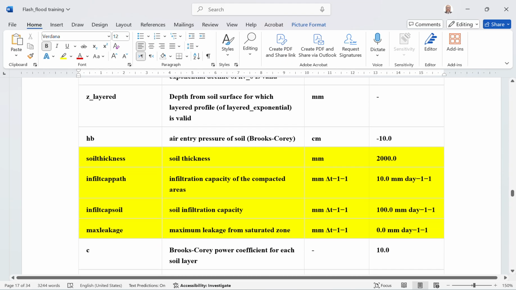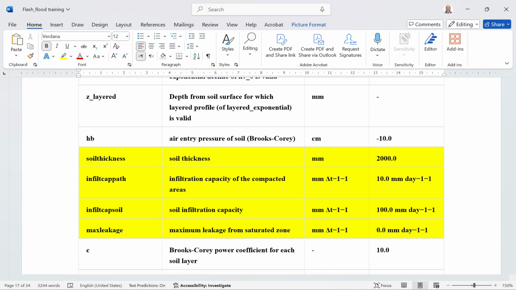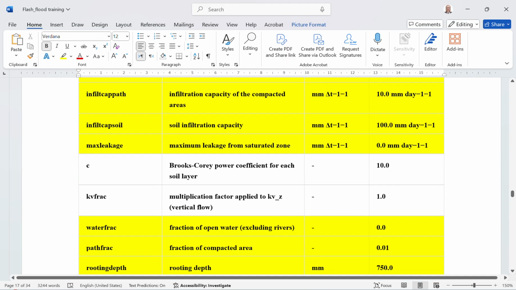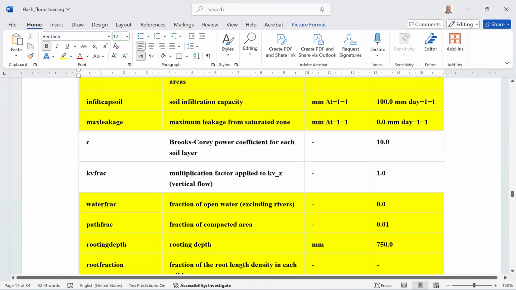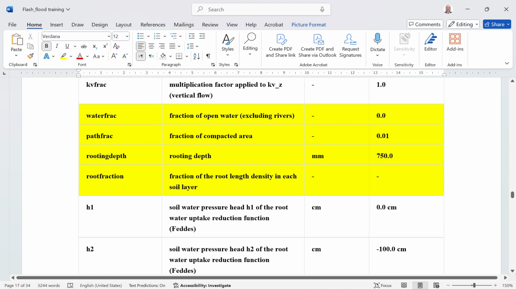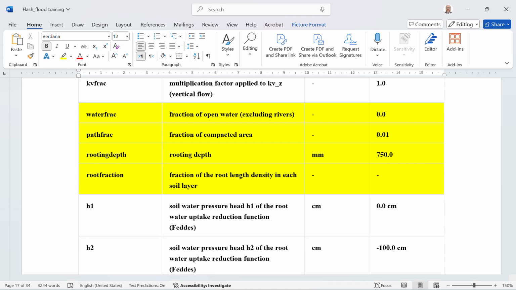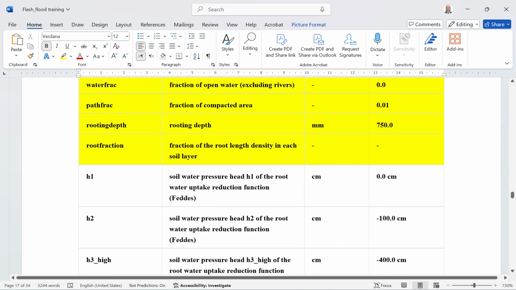We have the soil thickness. For example, here, if it is 2000 millimeter, it means it is 2 meter. We have the infiltration capacity, compacted area, the soil infiltration capacity. We have the maximum leakage from saturated zone. And these are different kinds of vertical parameters, like the rooting depth. For example, it is here 75 centimeter or 750 millimeter.